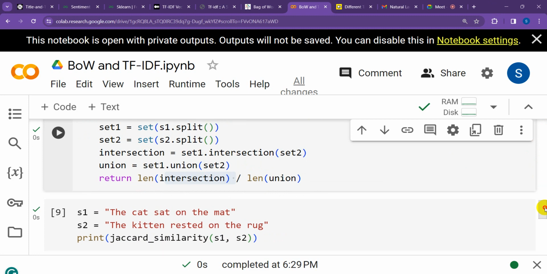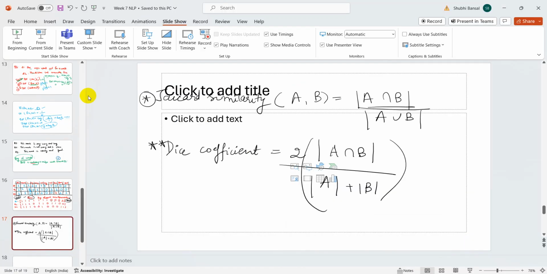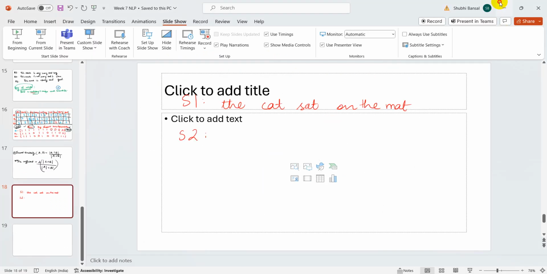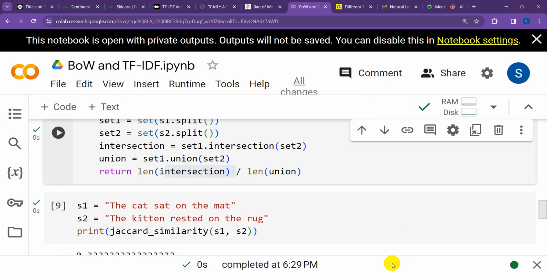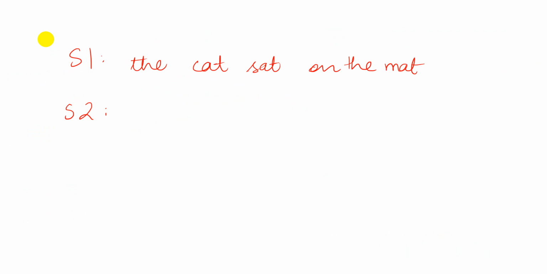So say you have two sentences like "the cat sat on the mat" and "the kitten rested on the rug". Can you try to compute the Jaccard similarity for these sentences? Sentence 1 goes like, the cat sat on the mat. Let us see if the value comes out to be the same or not, because someone is asking what is the value of this assignment that I am doing. This will help you validate how the concepts we are learning work.